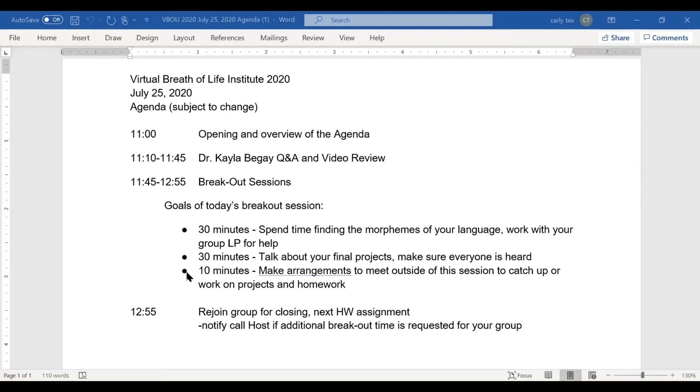And at 12:55, we'll come back together for our group main session closing, and then a description of the next homework assignment. And then that's an opportunity for the groups to notify the host if you need additional breakout time today for your group, and then we can make that happen after the meeting is closed.